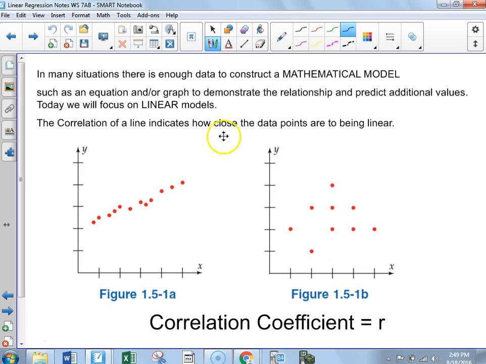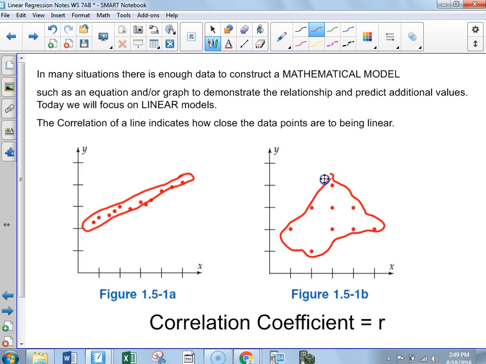The correlation of a line indicates how close the data points are to being linear. When I teach this in Algebra 1, I'd say it's kind of like a worm or a caterpillar. If it's really skinny, it's got a strong correlation. If you have to go like this and get a big blob to get all those points inside, that's not very good correlation, kind of almost none at all. This one we could probably get a tiny correlation out of. It does kind of seem like most of the points are going up as we go to the right.